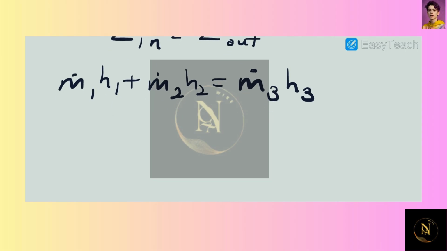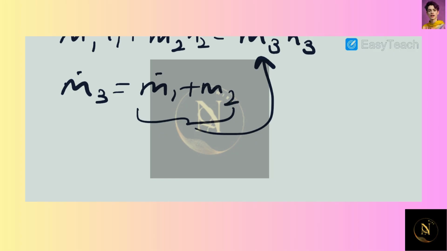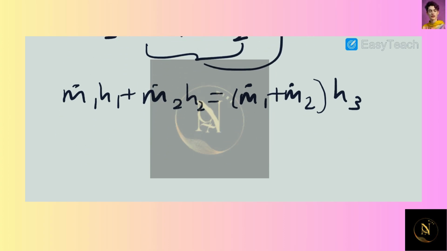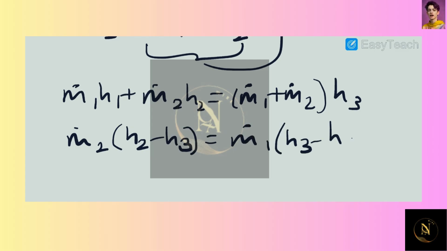So now we can combine this energy balance with our mass balance. Recall that in our mass balance we left off with m dot 3 equal to m dot 1 plus m dot 2. So we can plug this expression in for m dot 3. And what we have is m dot 1 h1 plus m dot 2 h2 is equal to m dot 1 plus m dot 2 times h3. And we can rearrange terms again and get m dot 2 times h2 minus h3 is equal to m dot 1 times h3 minus h1.